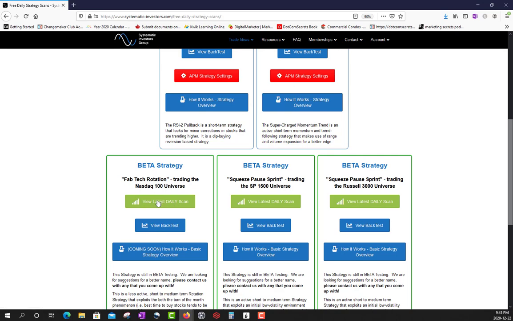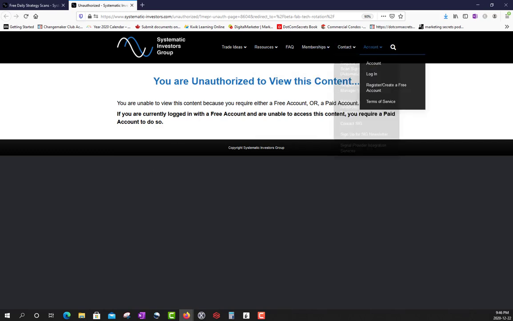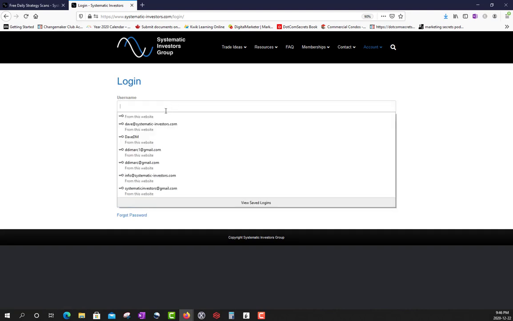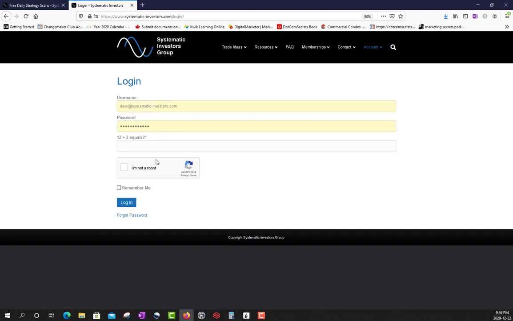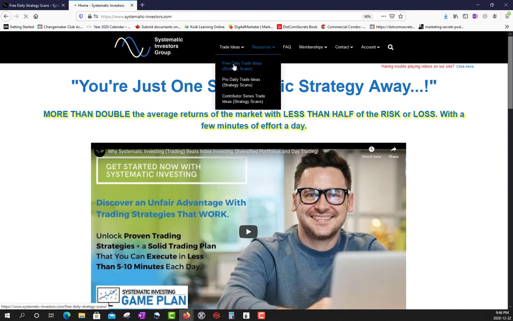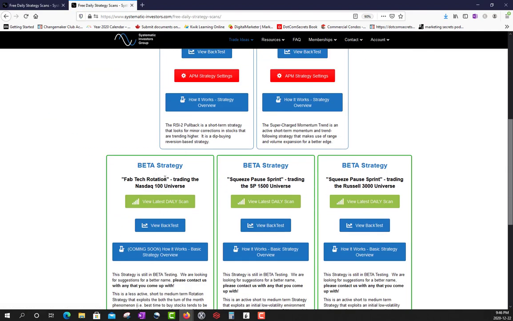So let's take a look at where you can get the signals every day. If you click on this button over here, okay, I have to log in first, so just bear with me here. I'm going to answer this skill testing question. Okay, so again, let's go under free daily trade ideas, and we'll scroll down to the FabTech rotation.